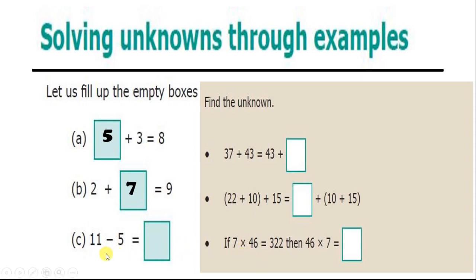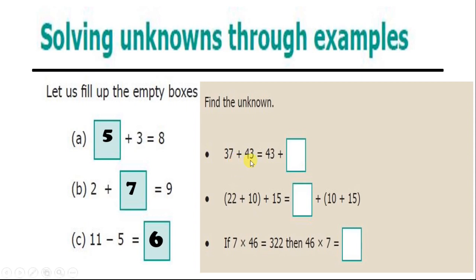What about this C sum? It is 11 minus 5 is equal to some box here. We are just going to subtract, that's all. So 11 minus 5 is equal to, we know, 6. Okay. Now we go for the second example here.